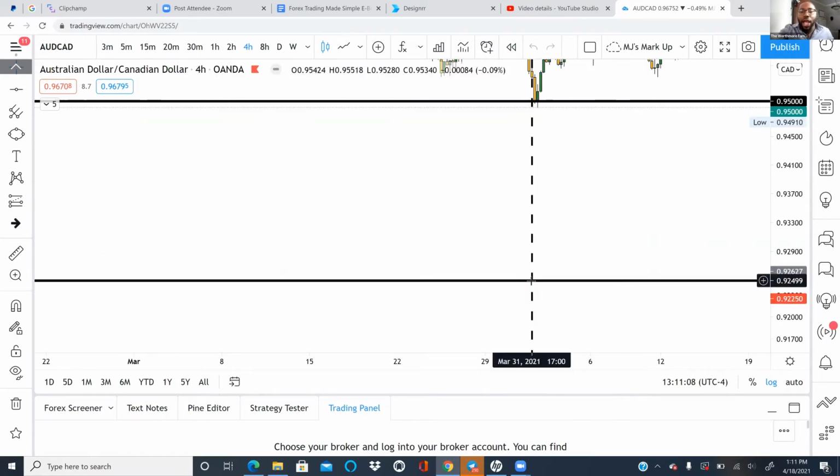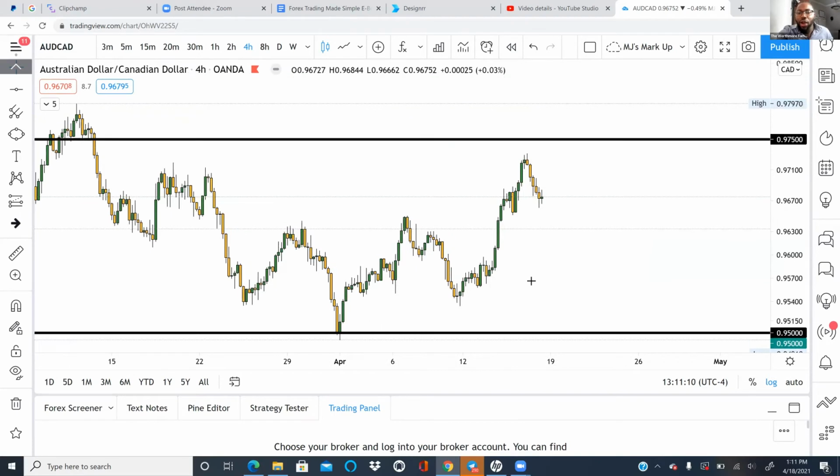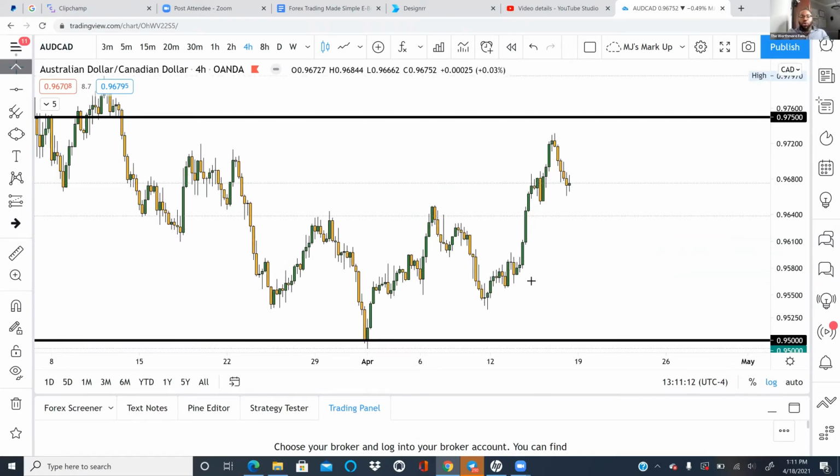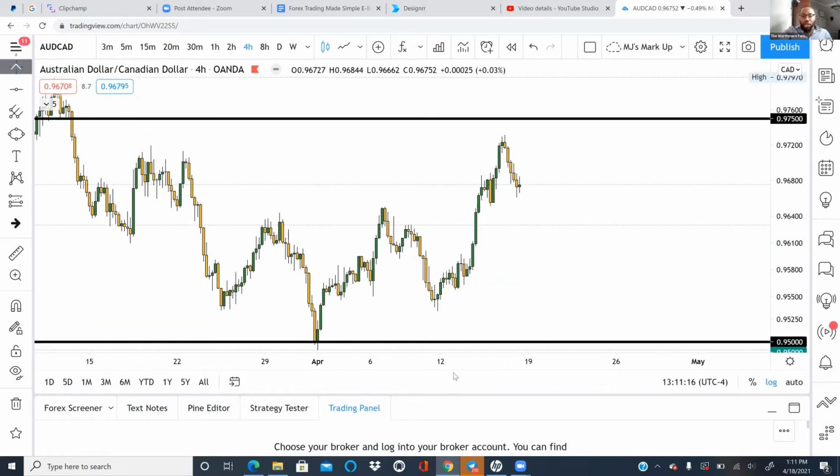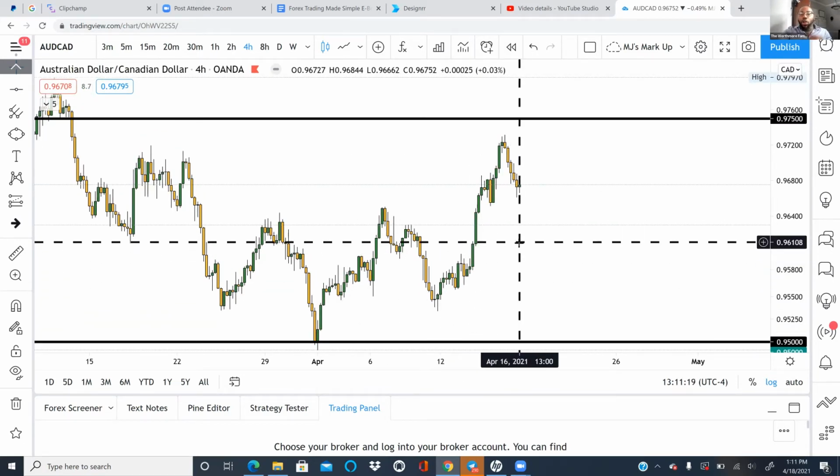Because every now and then I'll talk to somebody and they say they got a signal and they're like, how do they see TP1, TP2, TP3? Let's make it real easy for you, okay? Now, looking at this one right now, this is where AUD/CAD currently is, April 16th, 2021, right?